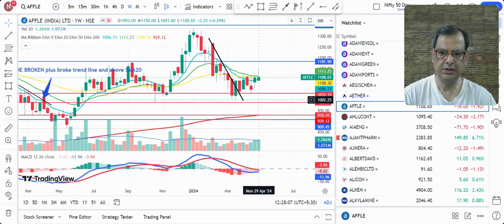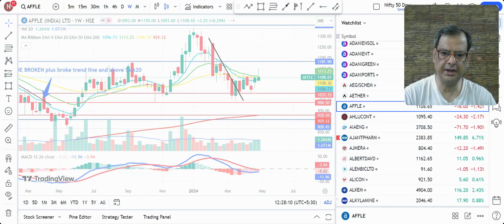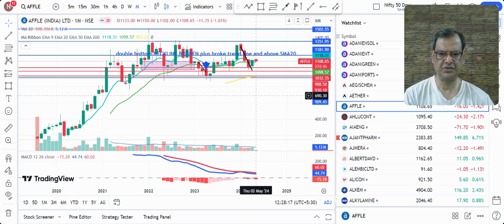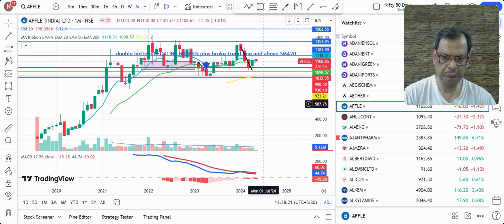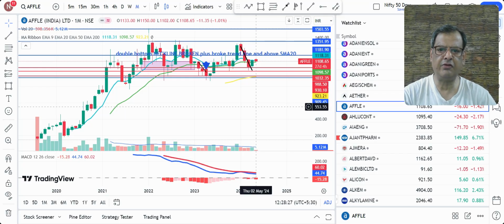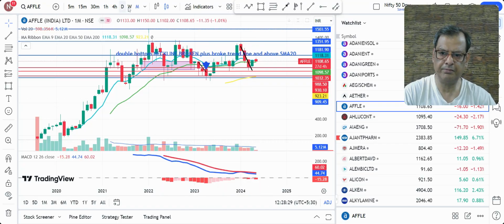Weekly is green. Let's look at the monthly. Monthly candle is showing red. Can you see here? My cursor is on this candle, and this candle is showing -1.